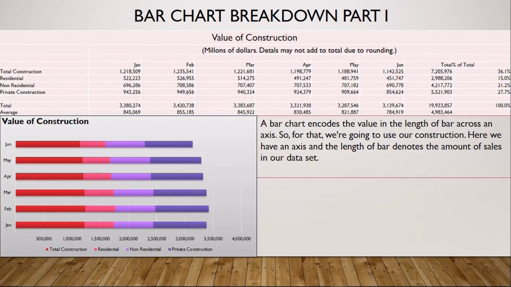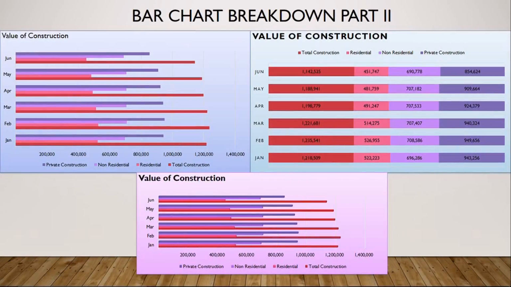A bar chart breakdown, part 1, based on the value construction dataset that I have submitted. A bar chart encodes the value in the length of a bar across an axis, so for that we're going to use our construction. Here we have an x-axis and the length of the bar denotes the amount of sales in our dataset. Here are other examples of bar charts and their breakdown.